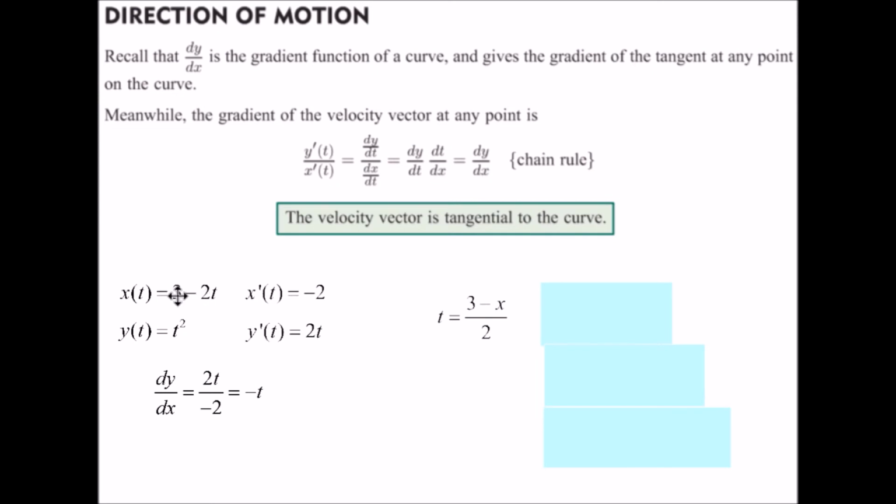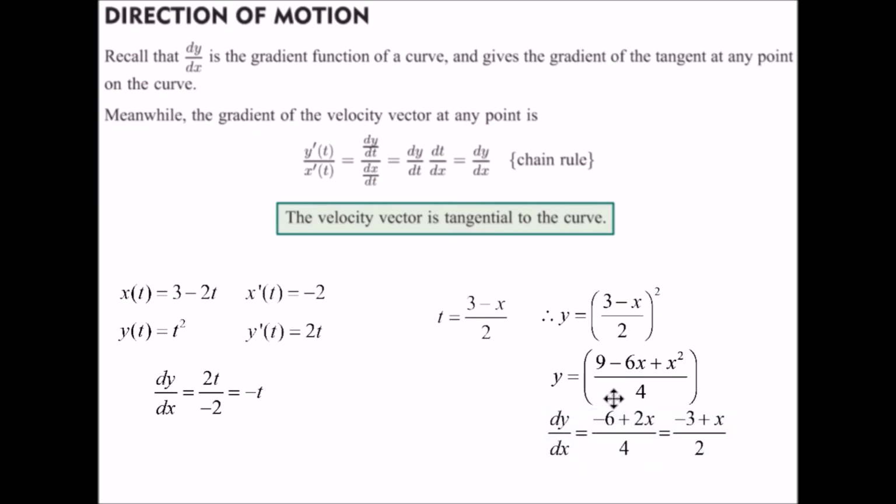If we were to write this pair of equations in Cartesian form, I'm going to rearrange this first one to get t as the subject and substitute that into the y function. And then if I were to expand, and differentiate this here, I'd end up with this expression. So -6 plus 2x on 4, dividing everything by 2 here, we get the same result because that is in fact the same as t. In fact, it's -t. So -t is the value we got here for dy by dx.